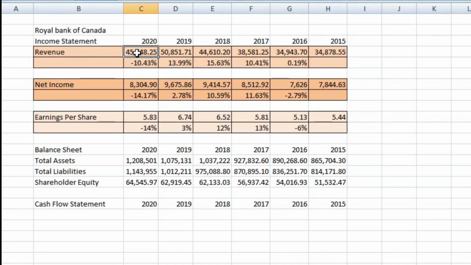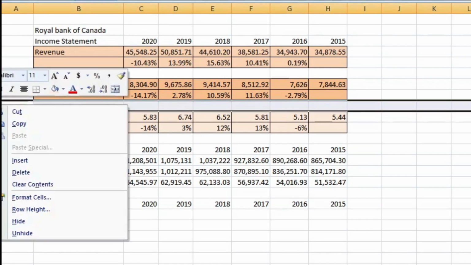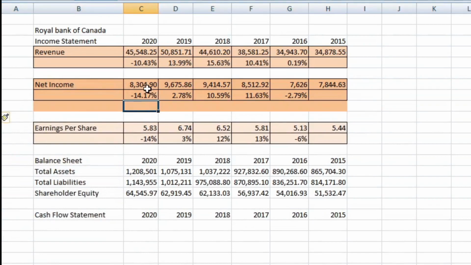Now, let us do the vertical analysis of the company. How much is the net income compared to the revenue of the company? How we do that is we divide the net income over the revenue of the company, and that is 18%. This means that the net income of the company is 18% of the revenue of the company, and the rest were actually spent.